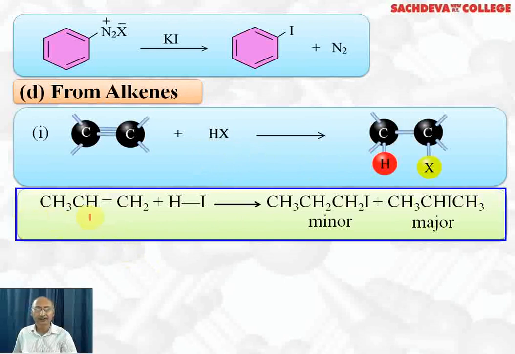This is the example: CH3CH=CH2 reacts with hydrogen iodide. Hydrogen iodide will break heterolytically into H positive and iodide negative. H positive will attack this carbon so that we get a secondary carbocation. Secondary carbocation will give you 2-iodopropane as the major product. Primary carbocation will be formed to a lesser extent, so we will get 1-iodopropane as the minor product. This addition takes place according to Markovnikov's rule, and the cause of getting this major product is that secondary carbocation is more stable than primary carbocation.